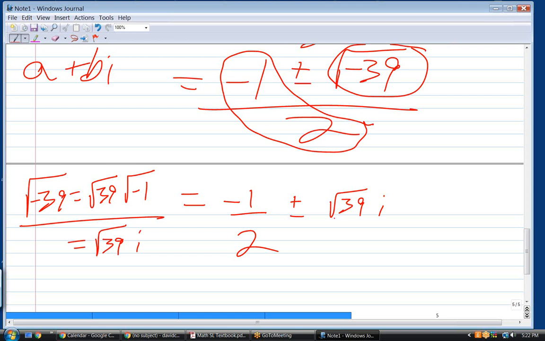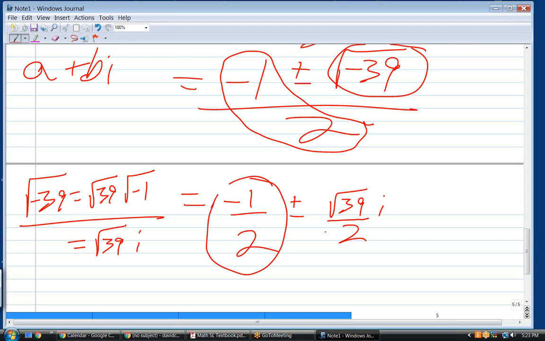And I still have the 2 under that. So I really don't even want to extend the fraction bar all the way over. My answer is minus 1/2 plus or minus root 39 over 2 times I.